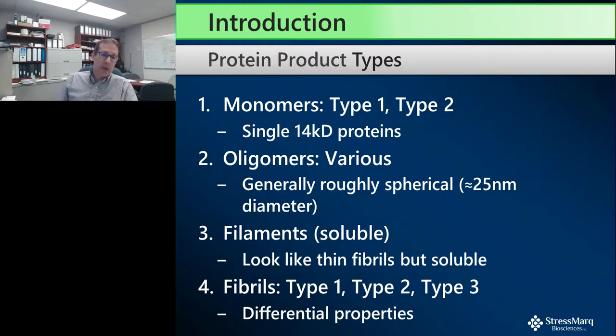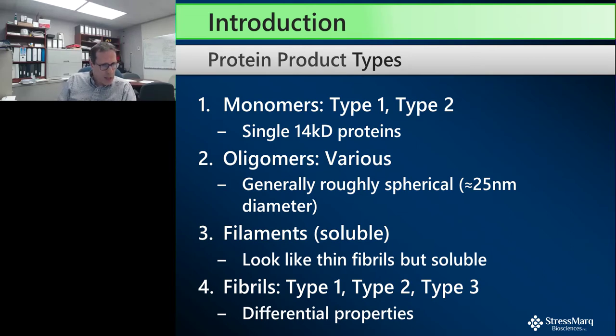Now, without wanting to go into too much detail, I want to emphasize the fact that there are a variety of different types of monomers and oligomers and filaments and fibrils, which can all get a little bit complicated. Often the name describes their activities and their structures, but sometimes also in part their surroundings, because it's the surroundings that ultimately dictate what type of structure these will adopt. Here at StressMarq, we generally provide two types of monomers, what we refer to as type 1 and type 2, which ultimately will generate type 1 or type 2 fibrils.